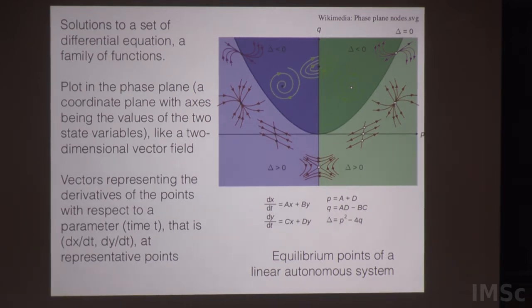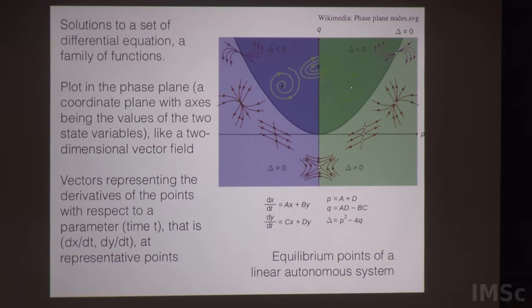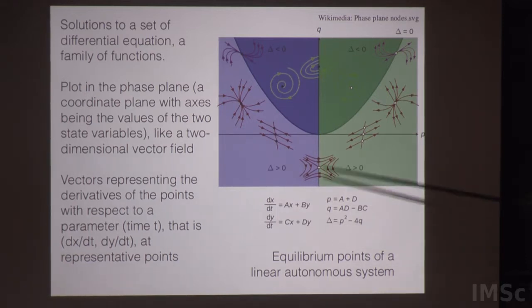Okay? So just by knowing p squared minus 4q, you can ask about any one of these points what the behavior of trajectories is, and that's the whole idea behind the phase plane. And the vectors that are drawn here represent derivatives.